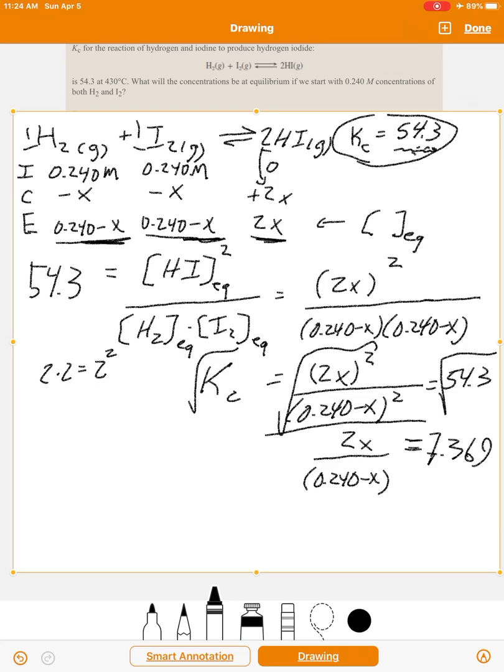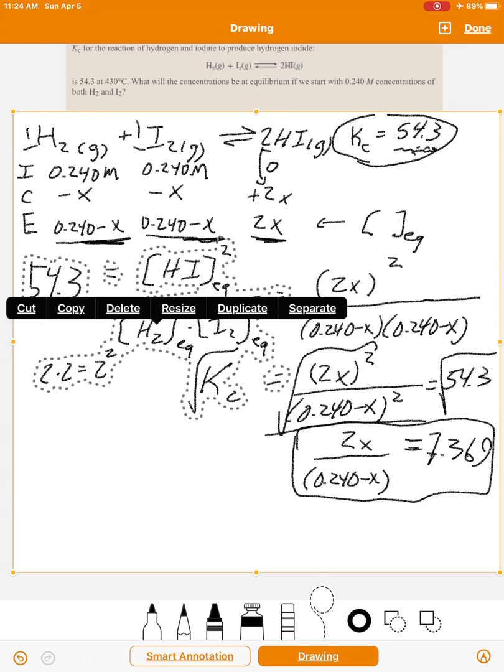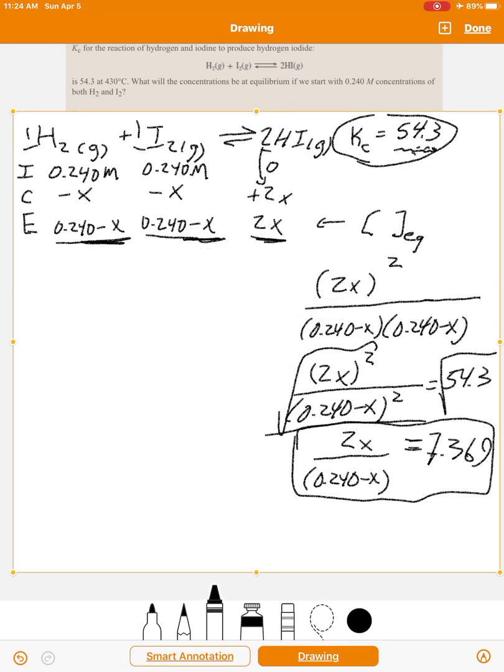Okay? Now, what we have here, I'm going to box this off because I'm running out of room on my screen, is we now have a way to easily find x. We've made it to a point where we can find x. There's no x squared in there, so we don't have to go through any complicated algebra. We're just going to solve for x here. So let me get rid of this over here. And we're going to work with this over here.